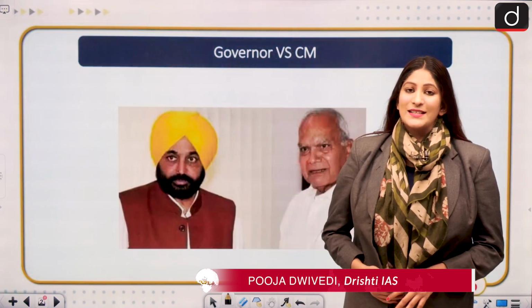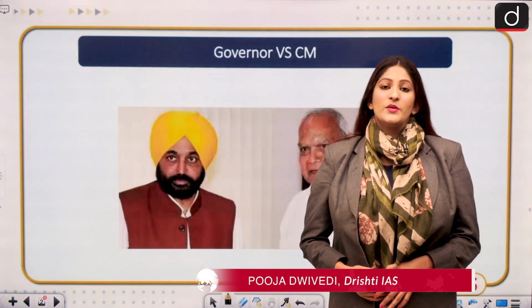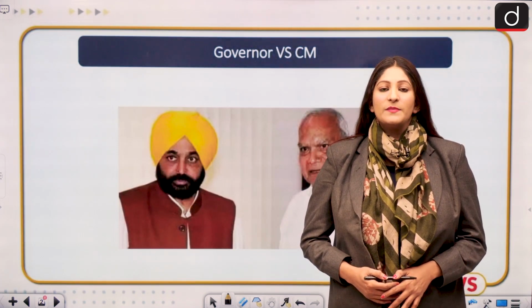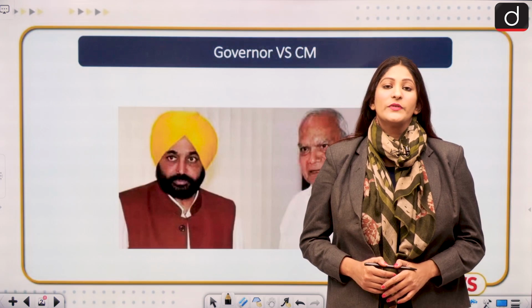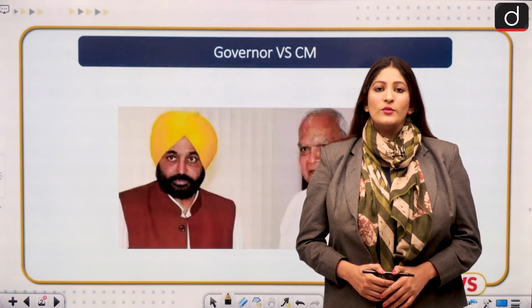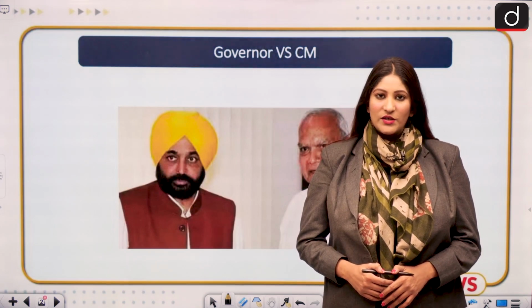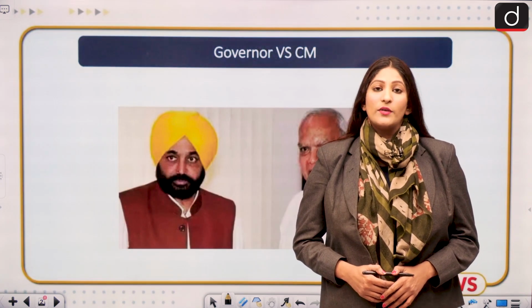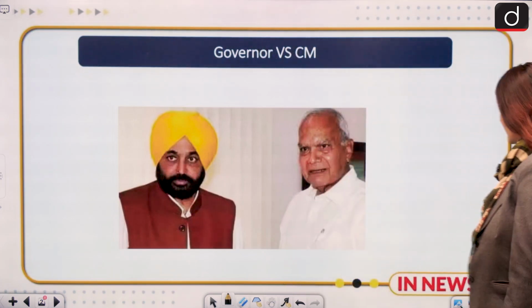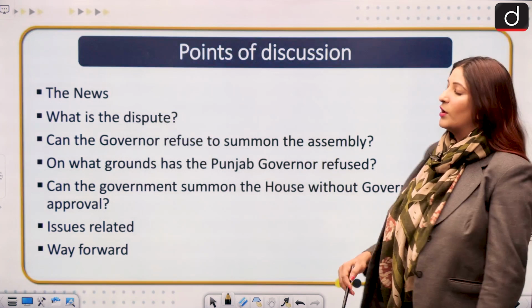Today we are going to discuss the recent dispute between the CM of Punjab and the Governor of Punjab with respect to the powers related to the summoning of the State Legislative Assembly. This topic is going to be extremely important from the perspective of GS Mains Paper 2 and also your preliminary examination. So without any further ado, let us move on and talk about the following points.